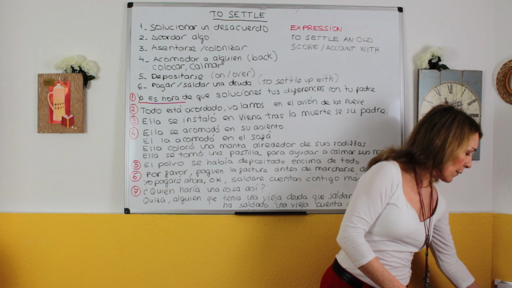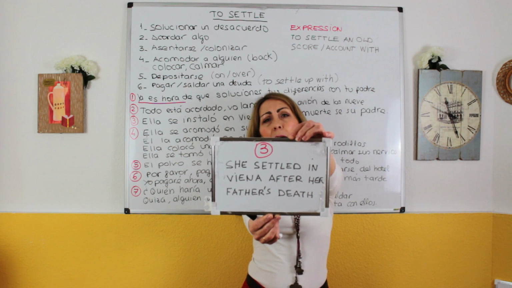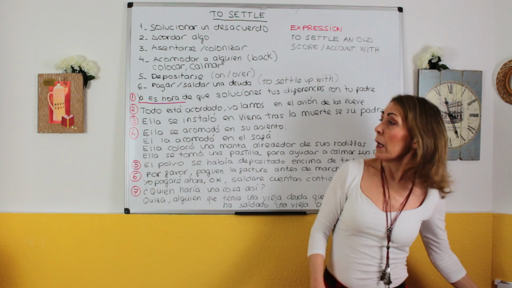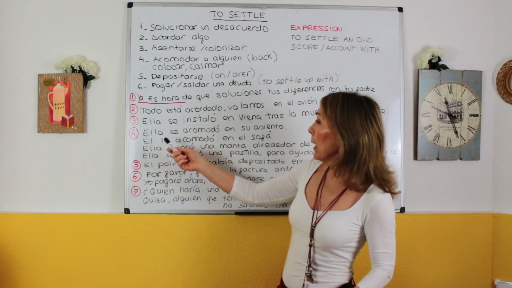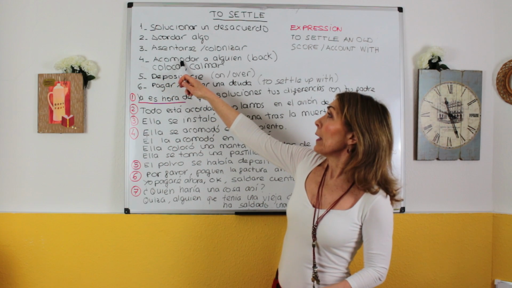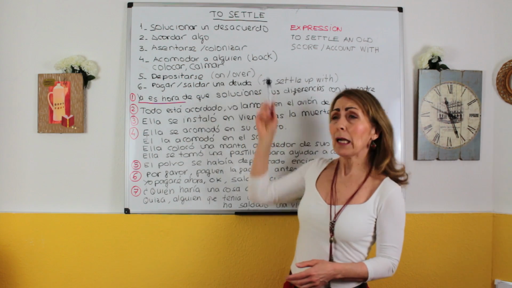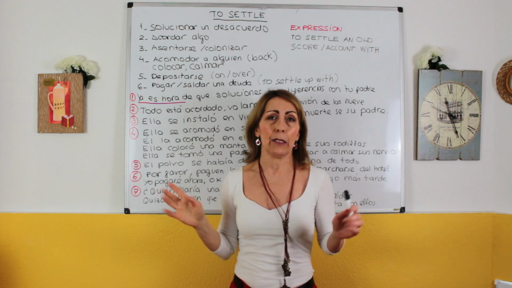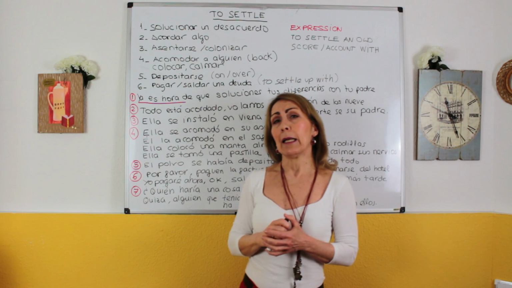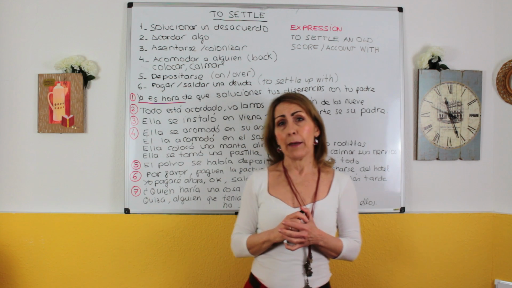Here it is. She settled in Vienna after her father's death. Very well. The fourth one, ella se acomodó en su asiento, is the fourth meaning, and here we can use the preposition back with settle or omit it as you want. Ella se acomodó en su asiento, and asiento uses the preposition in.